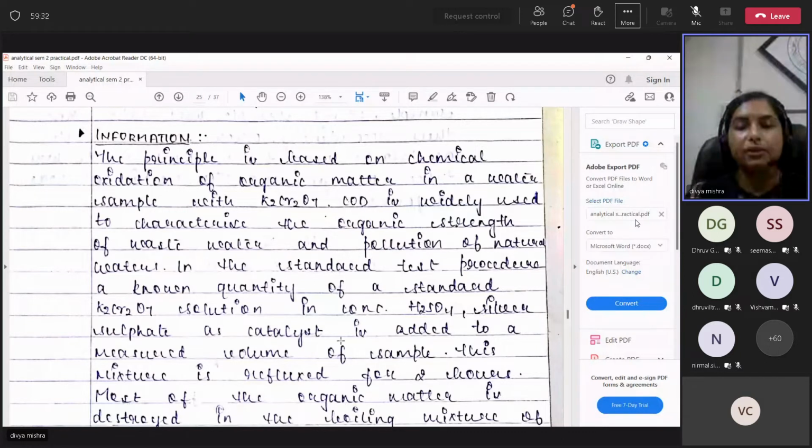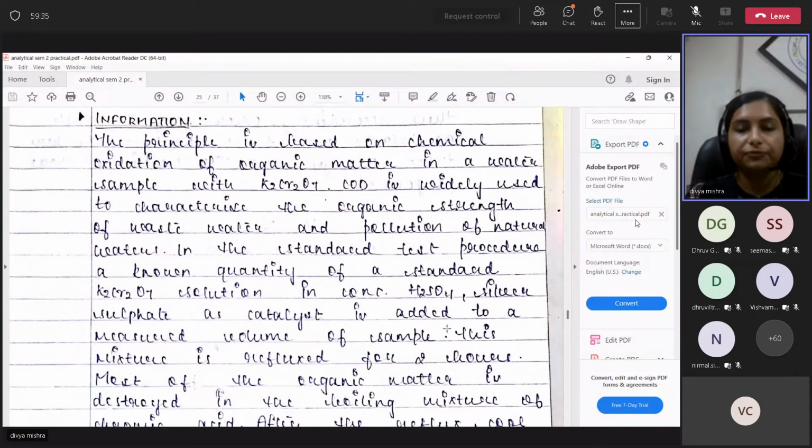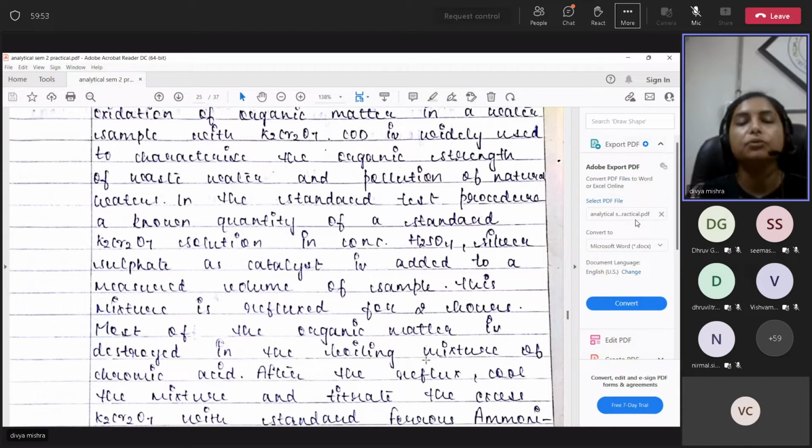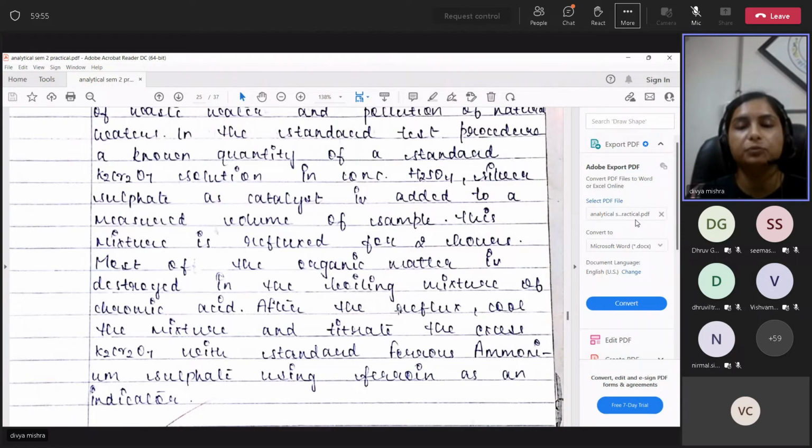After this, the whole mixture will be allowed to reflux for 2 hours. Why? Because we want to ensure complete chemical oxidation. Most of the organic matter present here will be destroyed in the boiling mixture of chromic acid. Then we will allow it to cool.